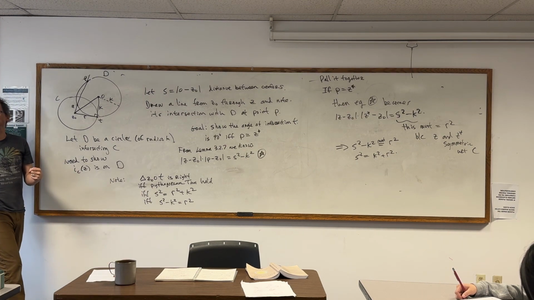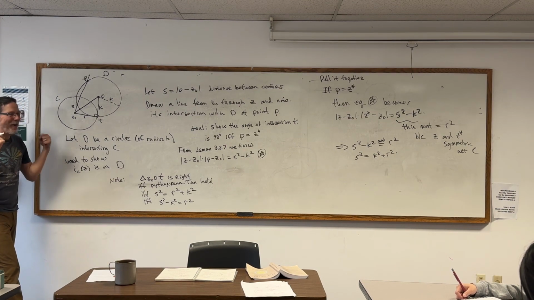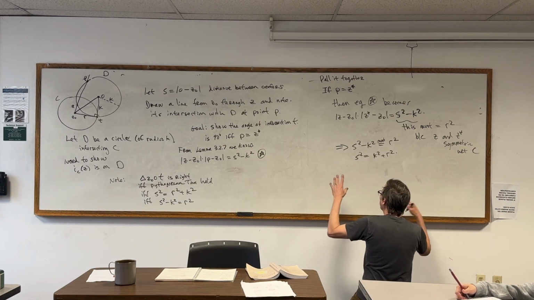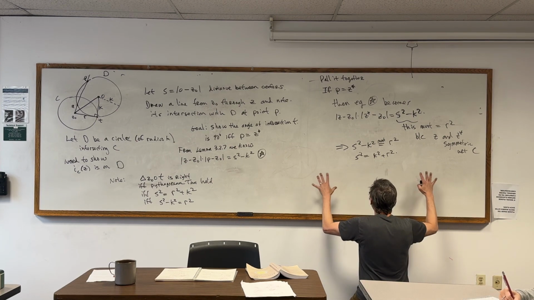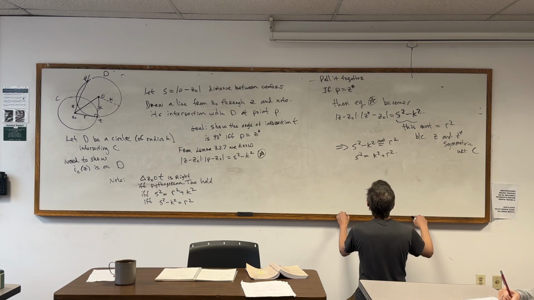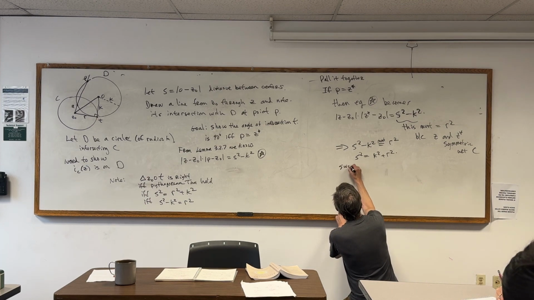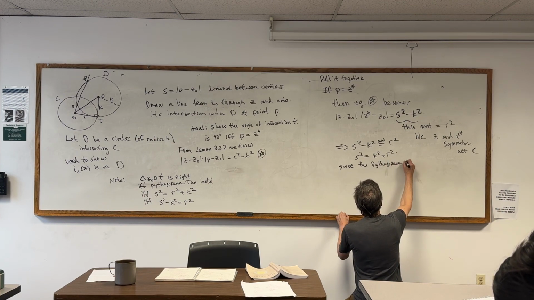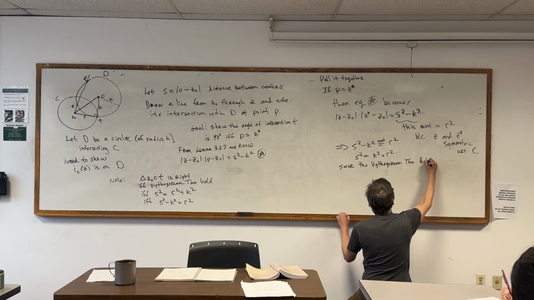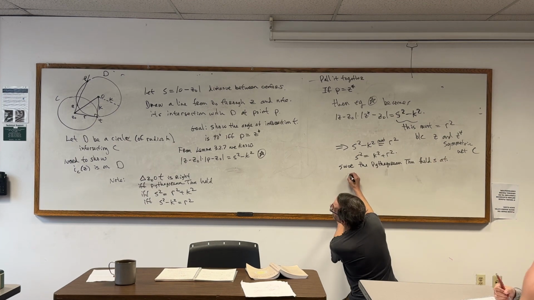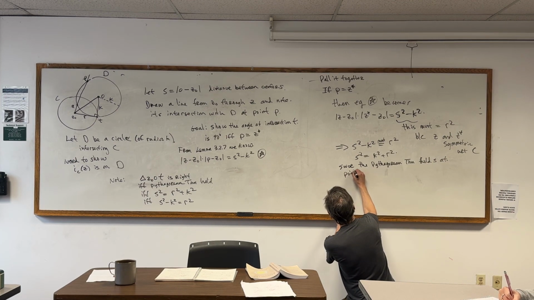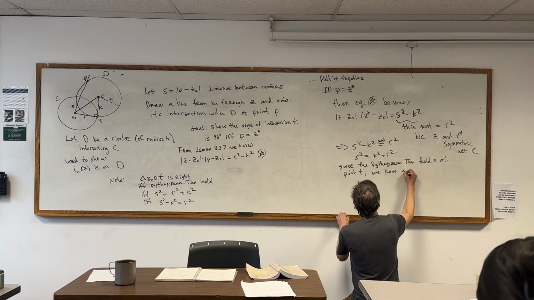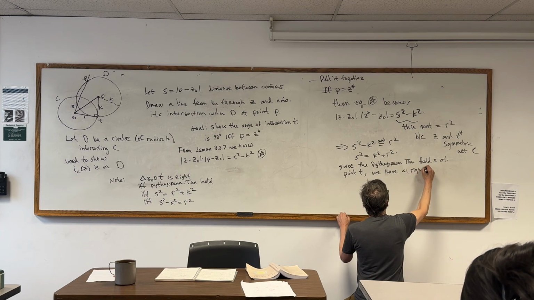I spent a long time thinking about this, so I hope you're coming along with me. Part of it is just trying to explain it in a way that makes sense, so I have to make it make a lot of sense to myself. Since the Pythagorean theorem holds at point T, we have a right angle. Cool.